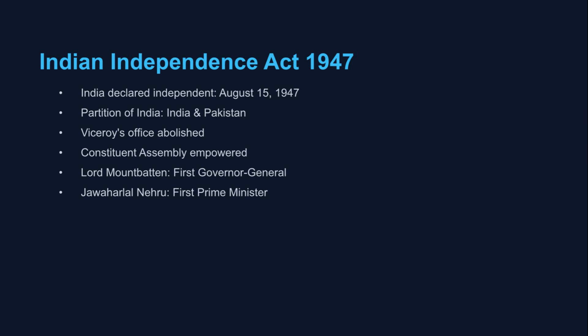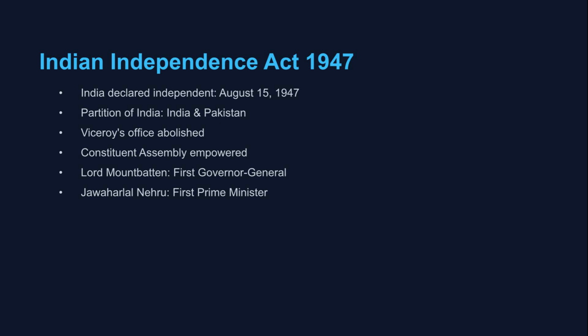It abolished the office of Viceroy. Instead, each dominion would have a Governor-General appointed by the British King on the advice of the Dominion's cabinet, initially ceremonial heads of state. Crucially, it empowered the constituent assemblies of both dominions to frame their own constitutions, a revolutionary provision. Indians would write their own constitutional rules. It proclaimed the lapse of British paramountcy over princely states, giving them the option to join India, Pakistan, or remain independent. Most acceded to India.